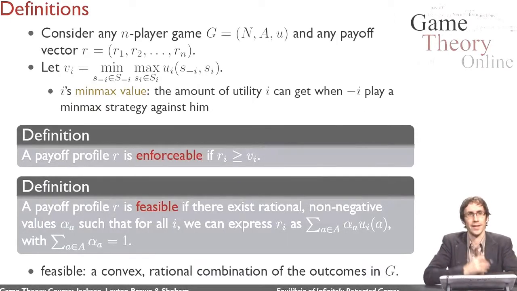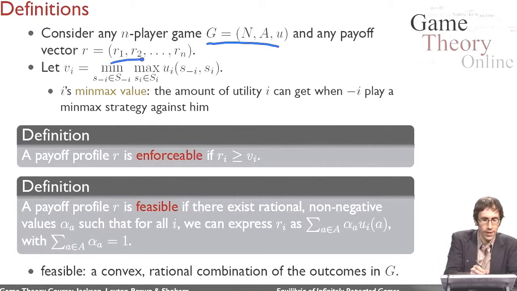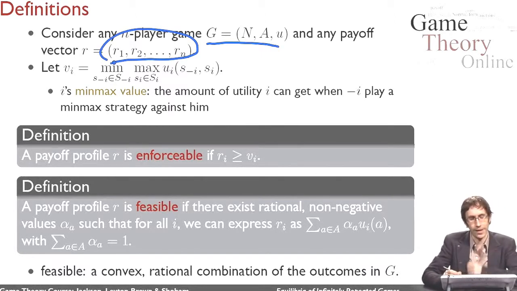To do that, I need to give you a little bit of notation so we can talk about these payoff vectors. This is our slide of notation. Once we get through this, we're going to have all the building blocks we need to prove our theorem. So we're going to start with some n-player game. This is just our stage game, some normal form game. And we're also going to start with some payoff vector here. By this, I mean the utilities that the players get in the game.